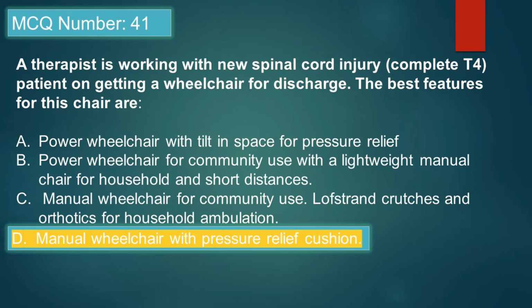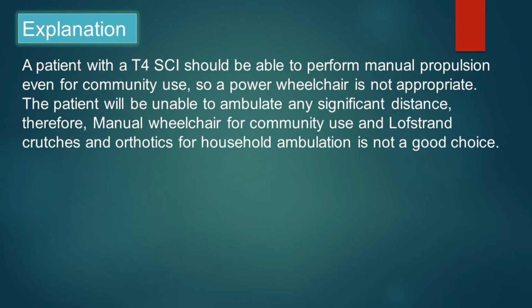And here we have the explanation. A patient with a T4 spinal cord injury should be able to perform manual propulsion even for community use. So the power wheelchair is not appropriate. The patient will be unable to ambulate any significant distance, therefore a manual wheelchair for community use and loft-strand crutches and orthoses for household ambulation is not a good choice.